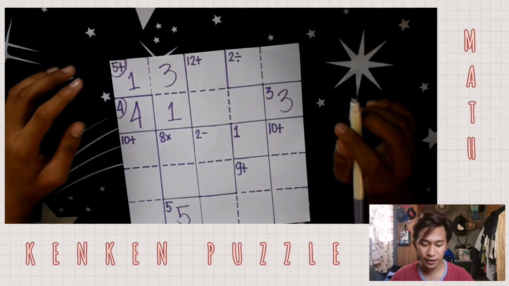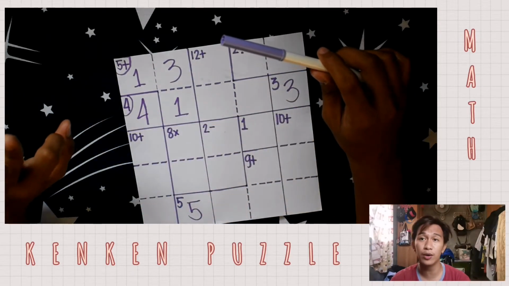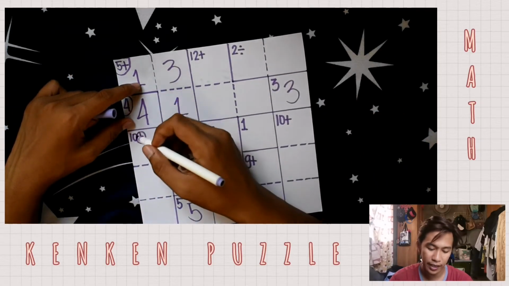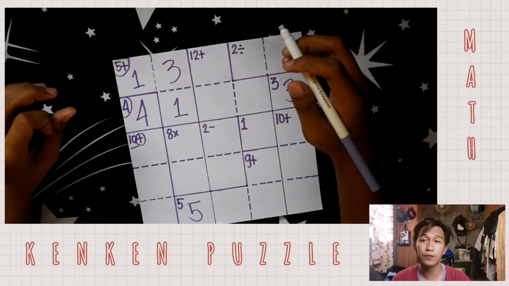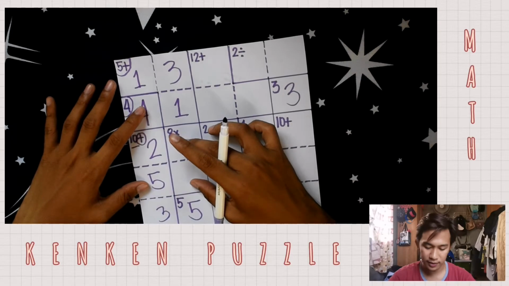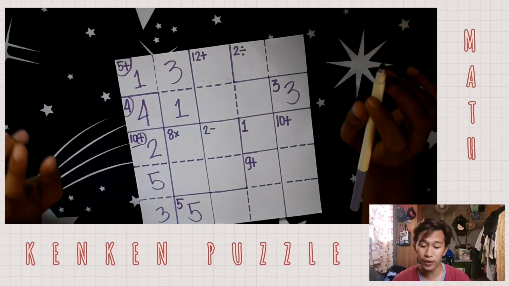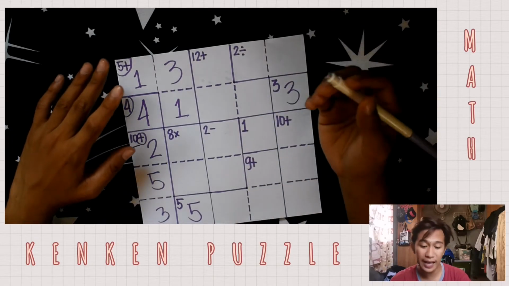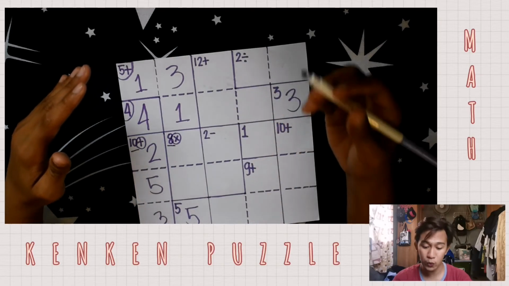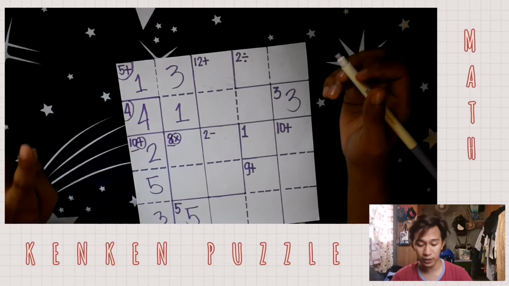Now let's proceed here to 10 plus. Let's think of 3 numbers that, if we add them, the answer is 10, because the operation given is addition. So let's say the numbers you've picked are 2, 5, and 3. Now let's proceed to these 2 boxes. Let's think of 2 numbers from 1 to 5 that, if we multiply them, the answer is 8. Let's try multiplying 4 by 2. 4 times 2 is 8, right? So let's try plotting numbers 4 and 2 here.